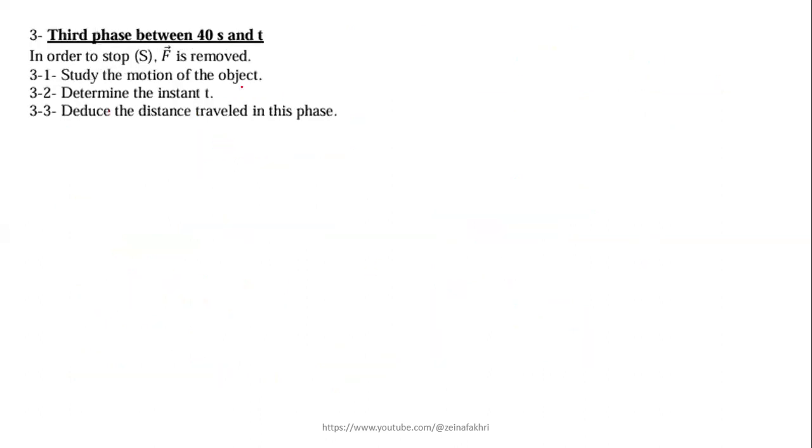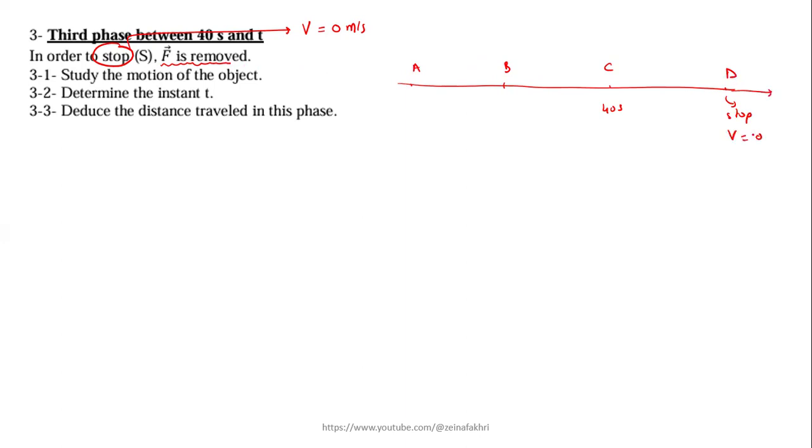Now, the last one, the third phase. In order to stop, I have to pay attention. When I say stop, this means the final speed equals 0 meters per second. There's no speed. F is removed, so I have no more traction force. If you want to trace the figure, this was A, B, then C, and at C the time was 40 seconds. Now it will reach D and stop here. In order to stop, this means V is equal to 0.